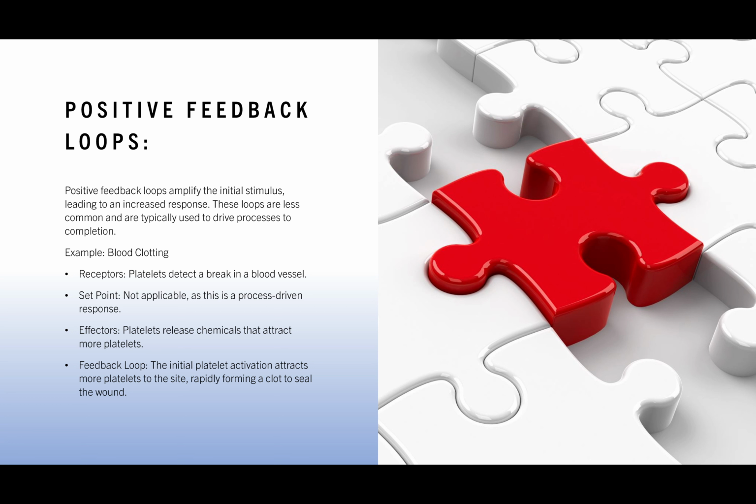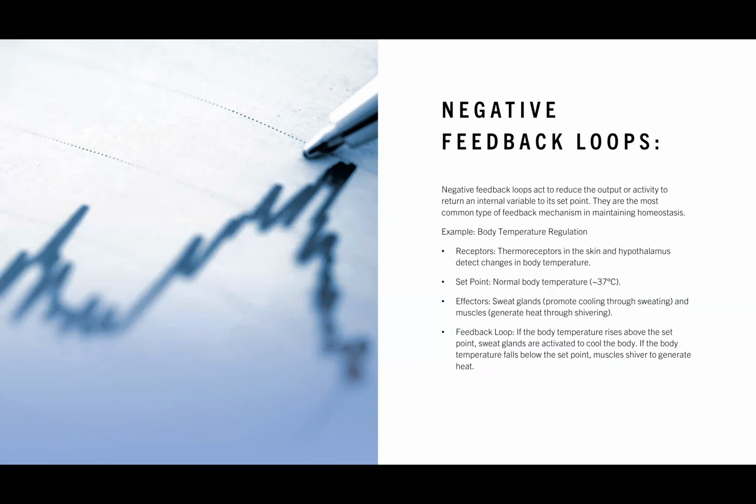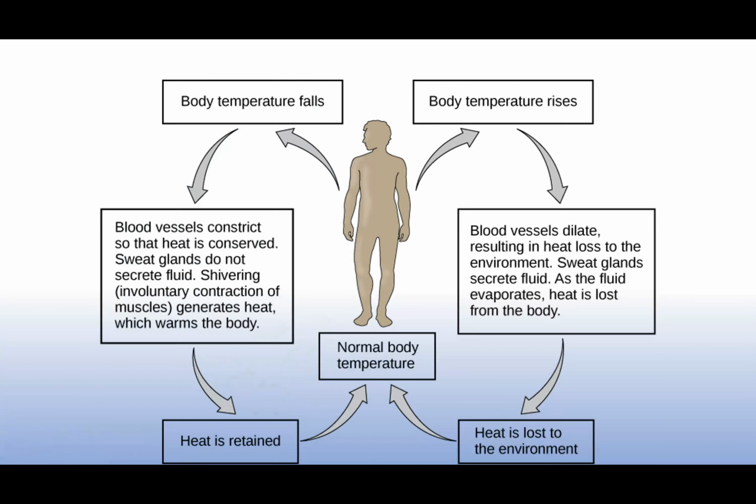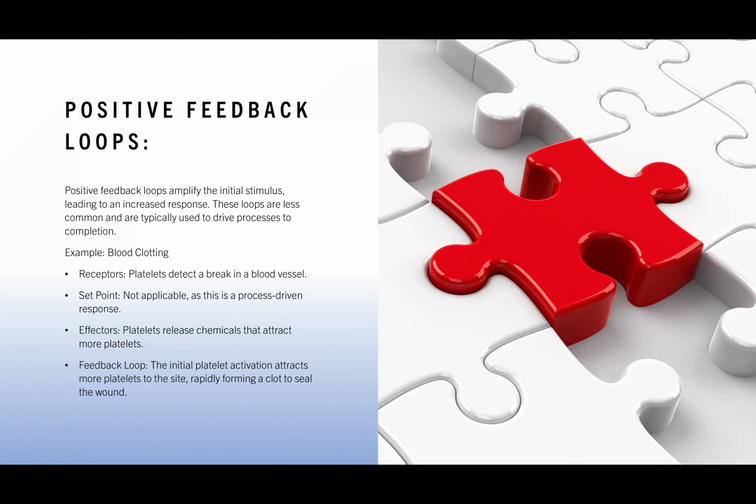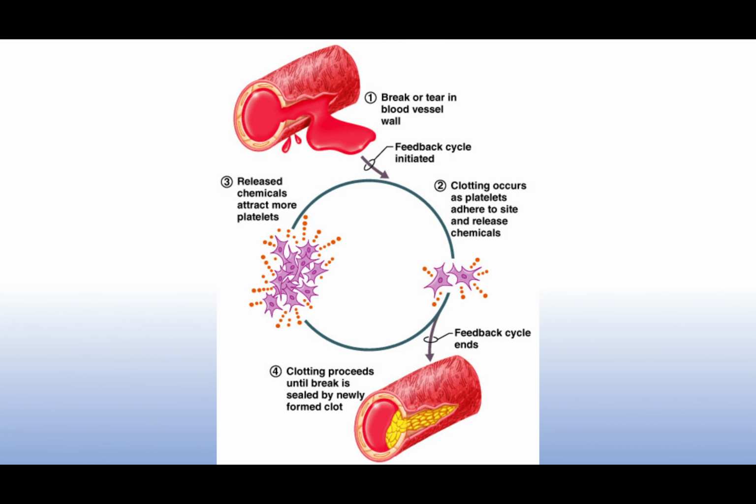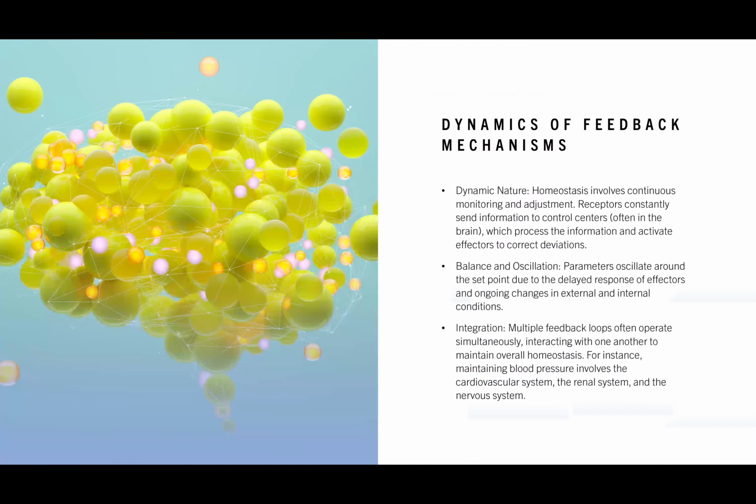The effectors are the platelets that call more platelets, and then the feedback loop would be the initial platelet activation attracts more platelets to the site, rapidly forming a clot. So the entire feedback loop is that the platelet itself will cause more platelets to come. That will cause more platelets to come. That will cause more and more. So positive feedback loops amplify variables rather than dissipate them. So in negative feedback loops, we reduce a variable. In positive feedback loops, we amplify a variable. That's the difference, right? So this is the platelet thing. Alright? So those are general differences.